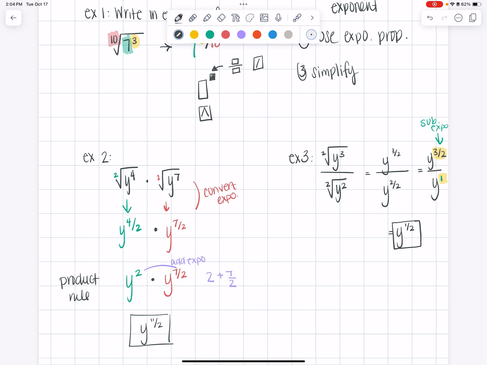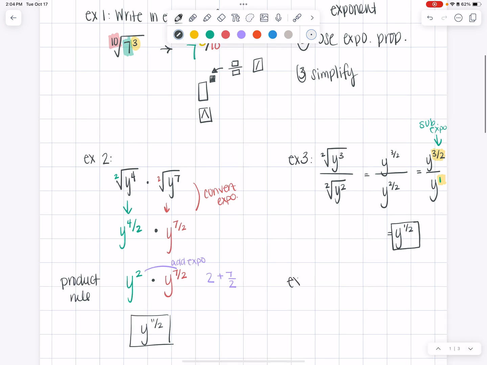But the ones that I pulled out of the homework, all of them say to leave in exponential form, which means leave it with exponents.